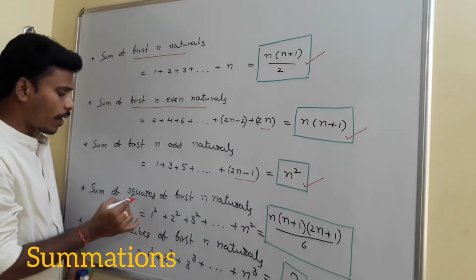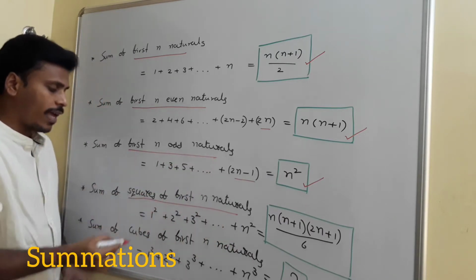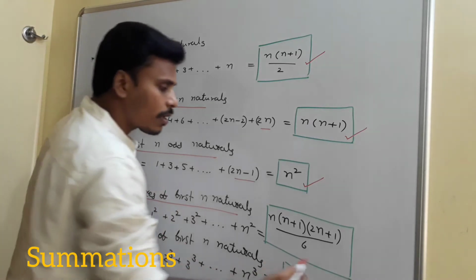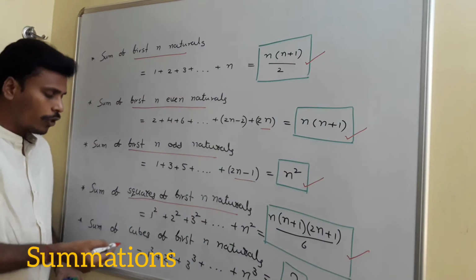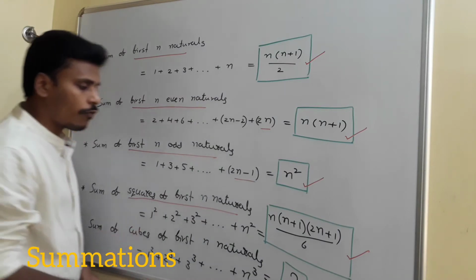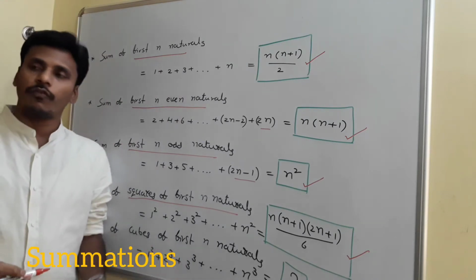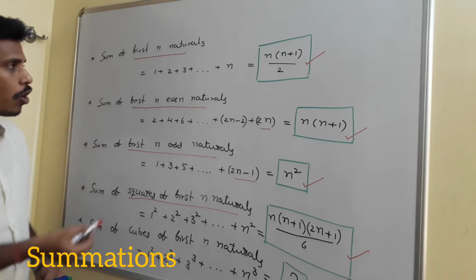Whereas the sum of the squares of the first n naturals, you need to square the first n naturals, and the summation is n into n plus 1 into 2n plus 1 by 6. And now I am going to find the sum of the cubes of the first n naturals here. We don't have the rule for the sum of the cubes yet, and I am going to derive it now on the board.